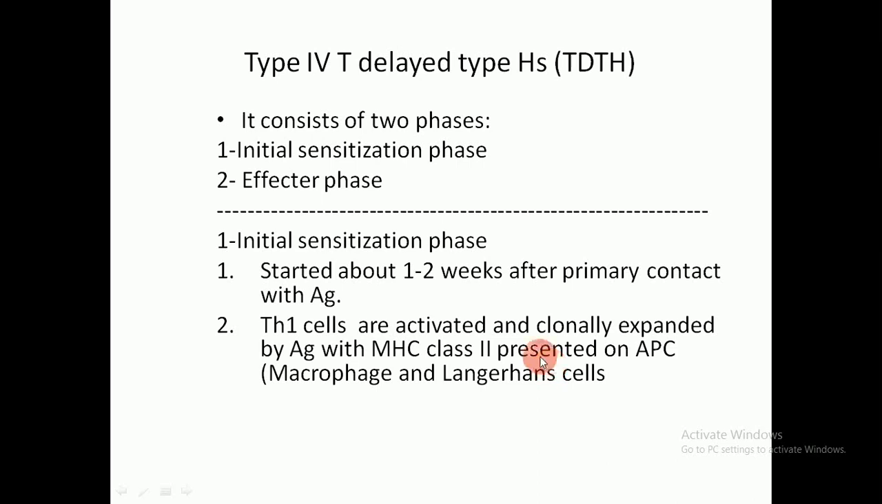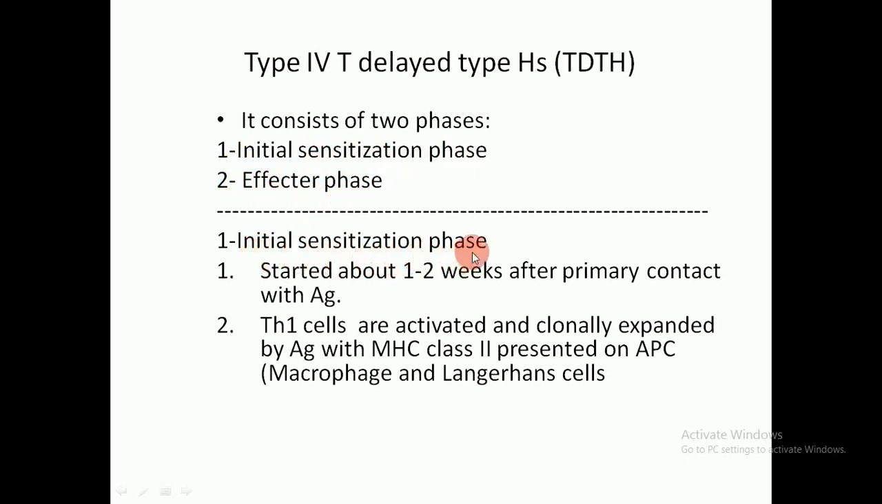Now we will shift to the fourth type of hypersensitivity, which is type 4 hypersensitivity, delayed type hypersensitivity: T cell, D for delayed, T for type, and H for hypersensitivity. It consists of two phases. In type 1, we see two exposures, first exposure and second exposure. Here in type 4, there are two phases, the initial sensitization phase and the second effector phase.